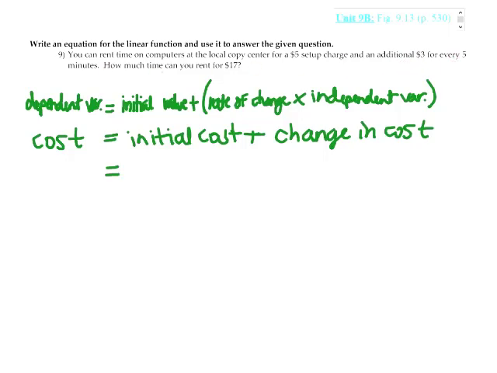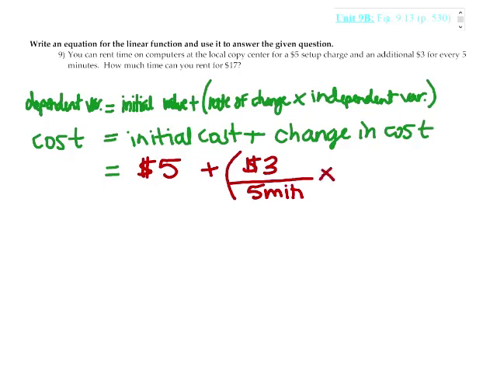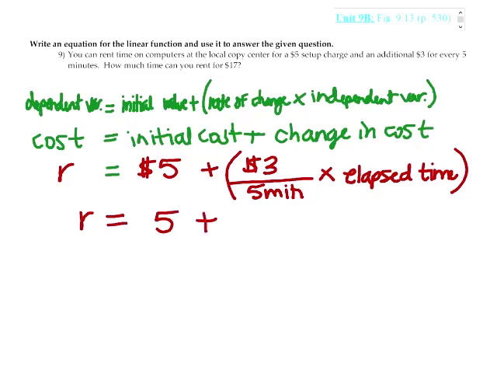Okay, so our initial cost is $5 plus our change in cost. Remember, our rate of change is going to be $3 for every 5 minutes multiplied by the independent variable of elapsed time. So for cost here, let's assign that variable as R. So the cost R, once simplified, is equal to 5 plus $3 over 5 minutes, so 3 over 5, that's 0.6, multiplied by elapsed time. Time we can shorten as T. So 0.6 times T. So that is our problem.